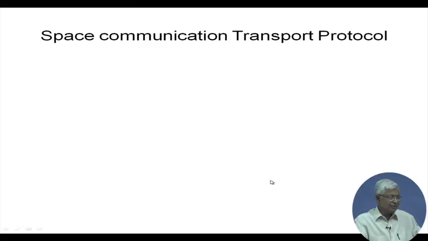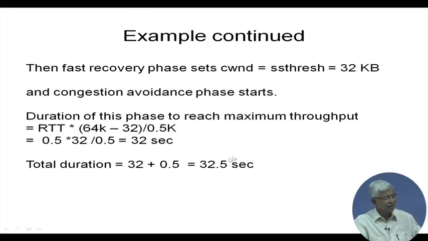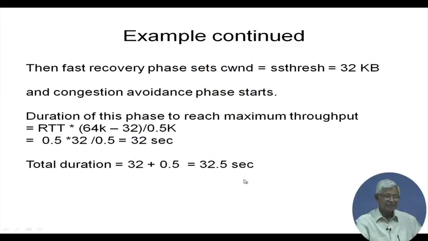So, in this process, with some simple example, what we are seeing is that if there is a packet loss, either by RTO firing or by duplicate ACK received, whichever way you go, because RTTs are large and the window is maintained at 64 kilobyte, you are taking of the order of more than 30 seconds to reach the maximum network capacity or maximum throughput. It takes quite a long time.